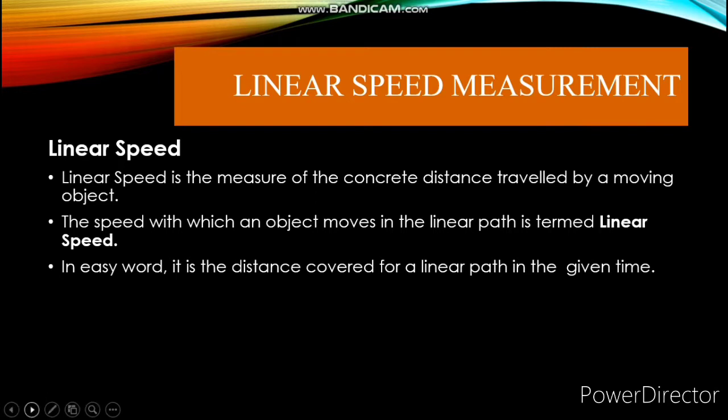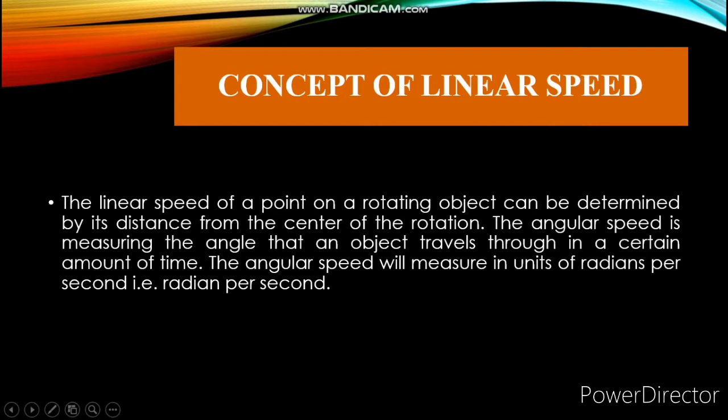So we have a concept of linear speed. The linear speed of a point on a rotating object can be determined by its distance from the center of rotation. The angular speed measures the angle that an object travels through a certain amount of time. The angular speed is measured in units of radians per second. Those are the concepts of linear speed.